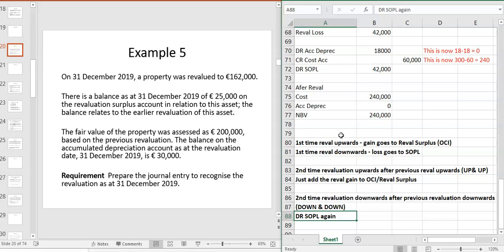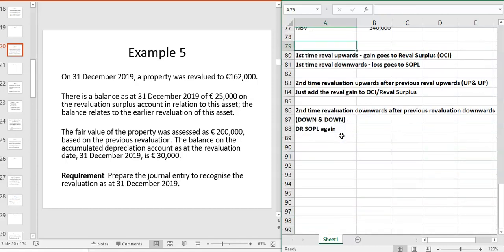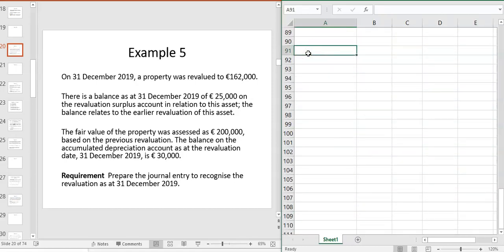Now, that's relatively straightforward when you have a revaluation up followed by another revaluation up, or you have one where it's down and down, because they follow the same trend as before. Where it gets more complicated is in these scenarios, example 5 and example 6, where you have vice versa. A revaluation up followed by a revaluation down, or a revaluation down followed by a revaluation up. And IAS 16 has particular rules in terms of how we focus on this.